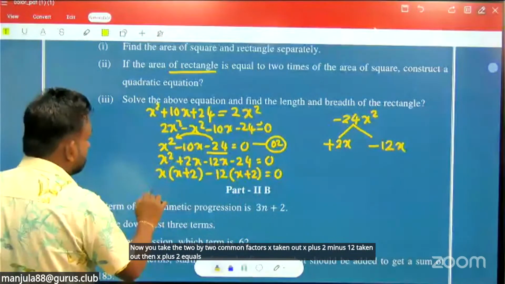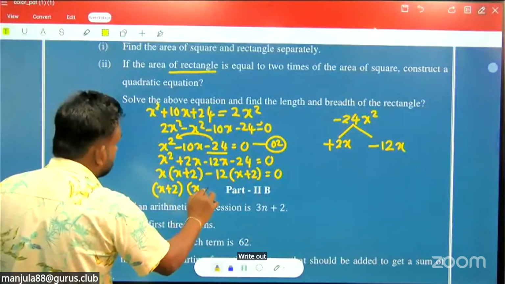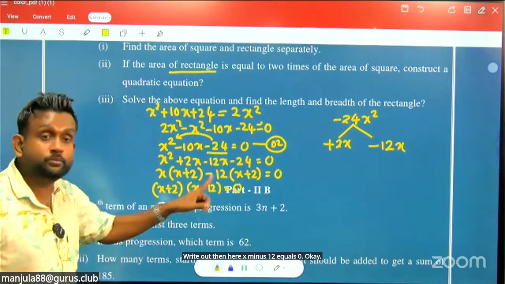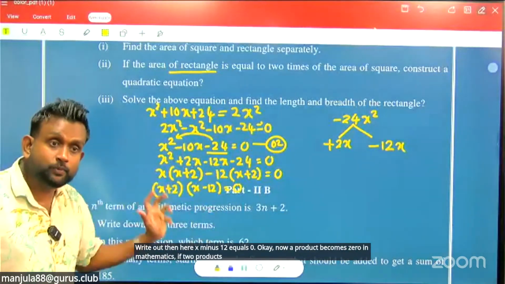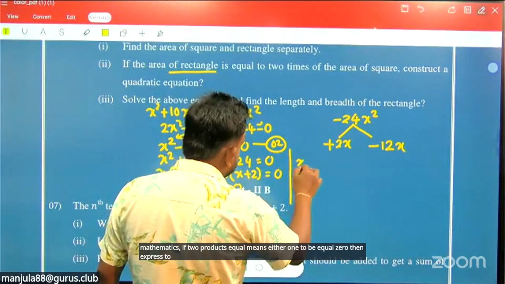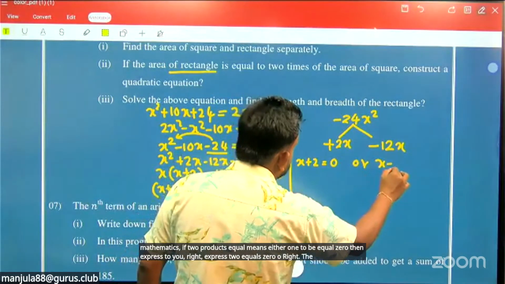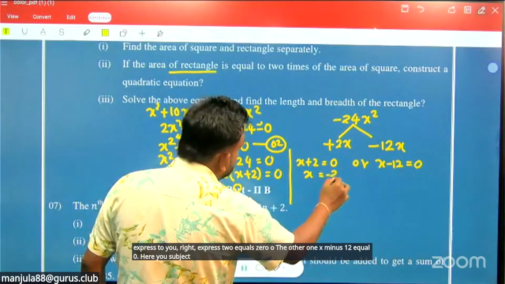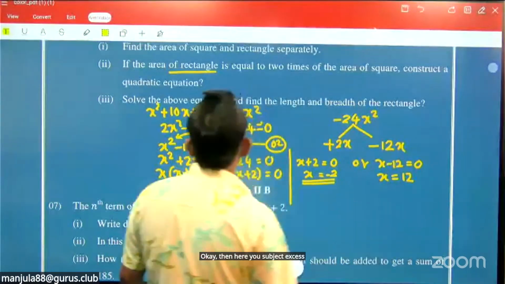Now here you take x plus 2 right out, then here x minus 12 equals 0. Okay, now a product becomes 0. In mathematics, if a product equals 0, then either one should be equal to 0. Then you write x plus 2 equals 0, and the other one, x minus 12 equals 0. Here you get x as negative 2, and here you get x as positive 12.